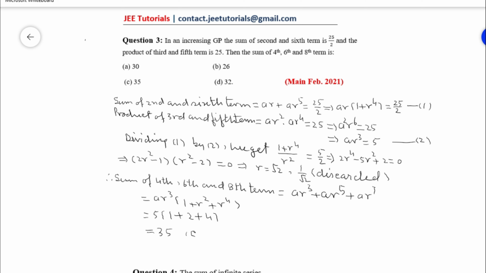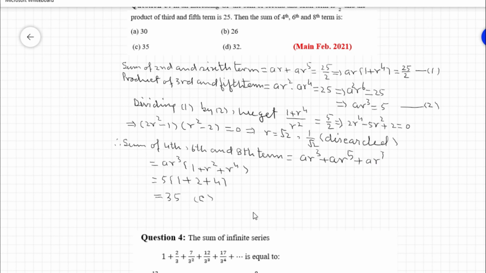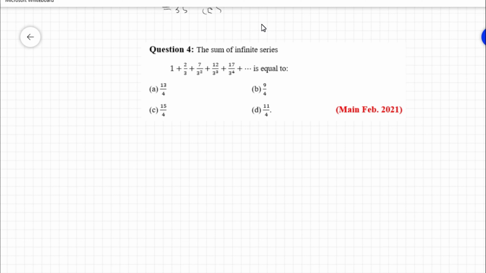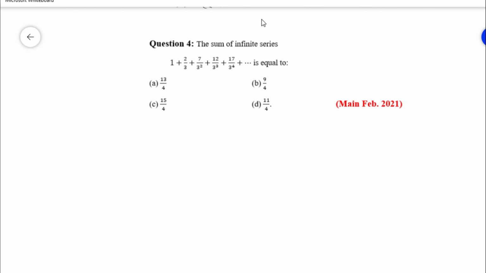This is the C option. So C option is the correct option. Answer of this question is 35. Now we come to the second question. Second question is the sum of the infinite series is equal to, there are 4 options, 13 upon 4, 9 upon 4, 15 upon 4 and 11 upon 4.